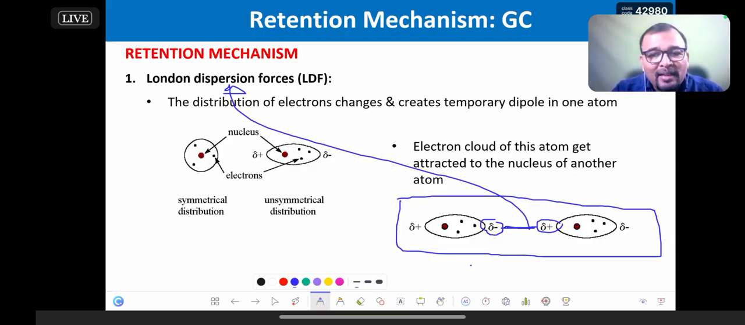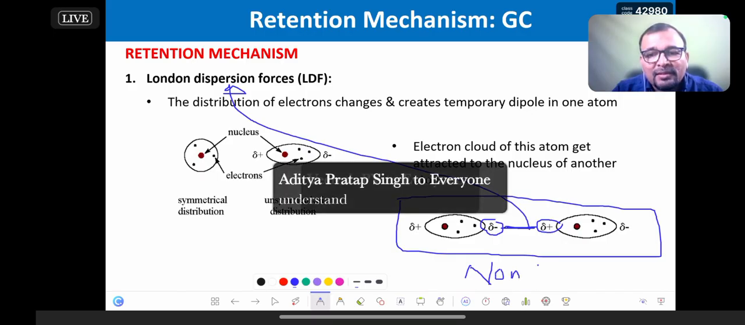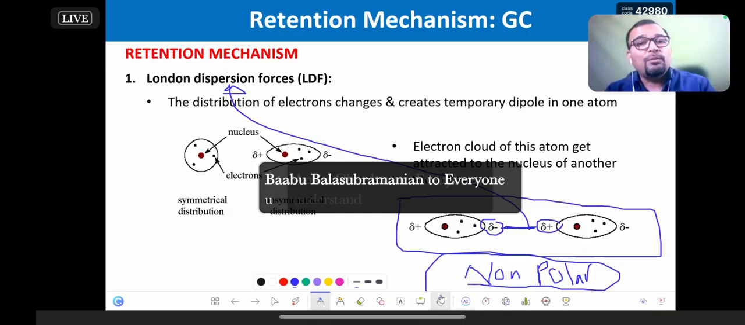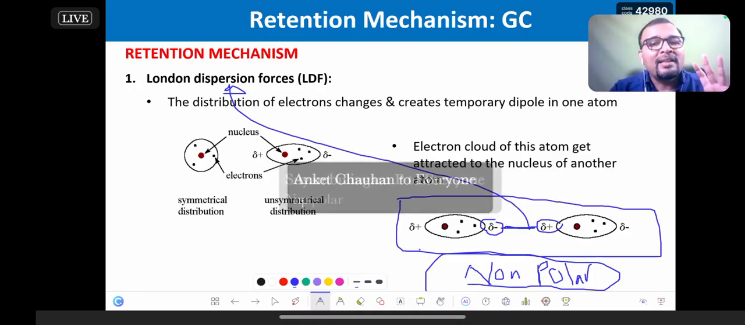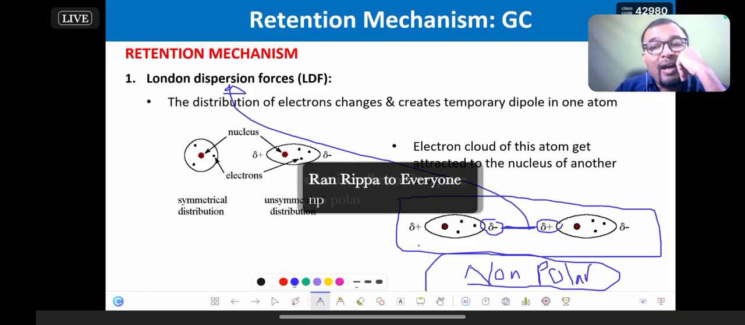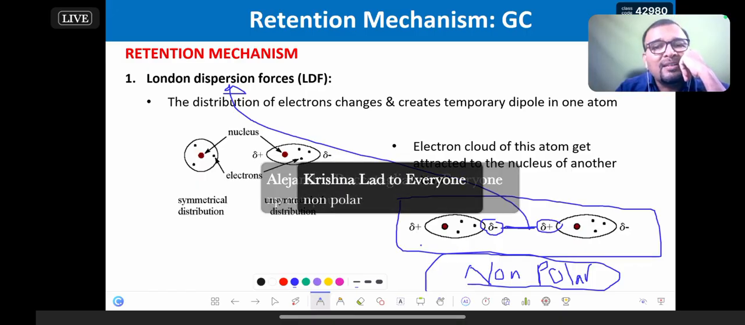And this predominantly takes place only in the case of non-polar compounds. What kind of compound has the London dispersion force? Please type non-polar in the comment box. Only non-polar compounds get retained based on the London dispersion force. Why so? What is the reason that non-polar compounds get retained only based on the London dispersion force?